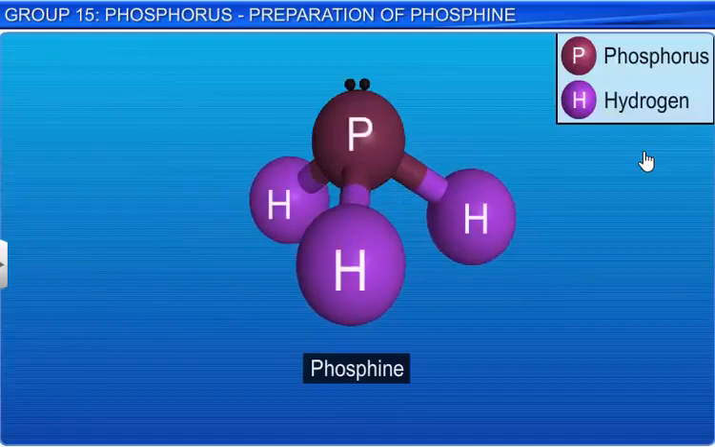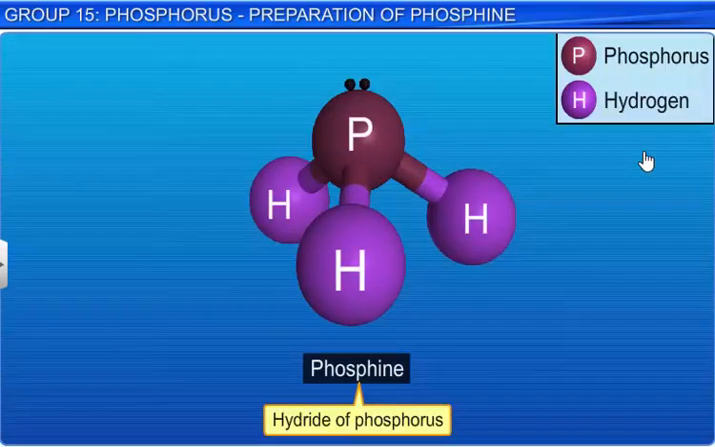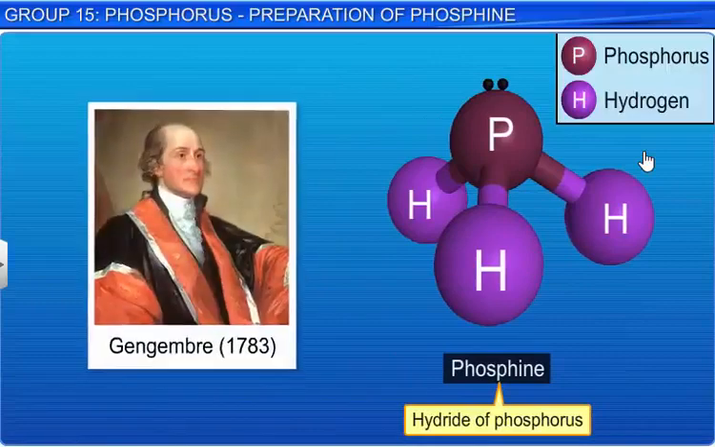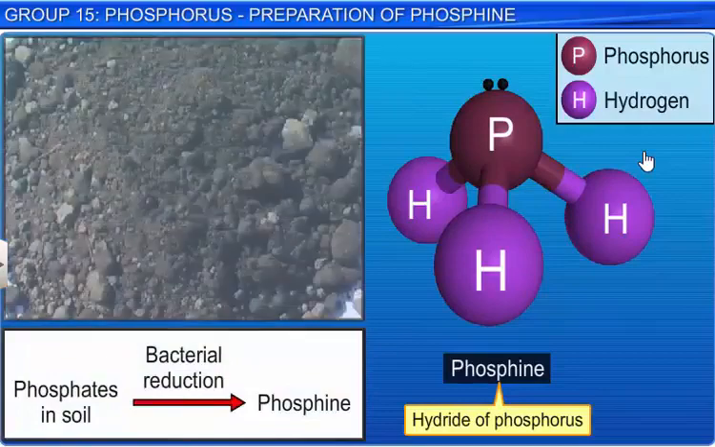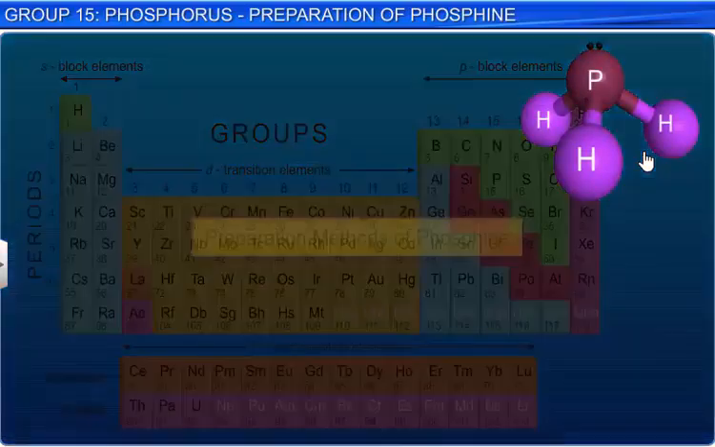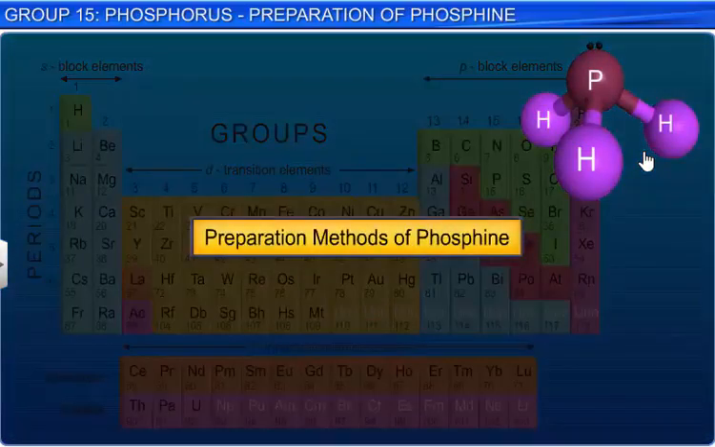You know that phosphine is a hydride of phosphorus. It was discovered by Gengembre in 1783. It is formed in the soil by the bacterial reduction of phosphates. Let us begin our study with the methods to prepare phosphine.